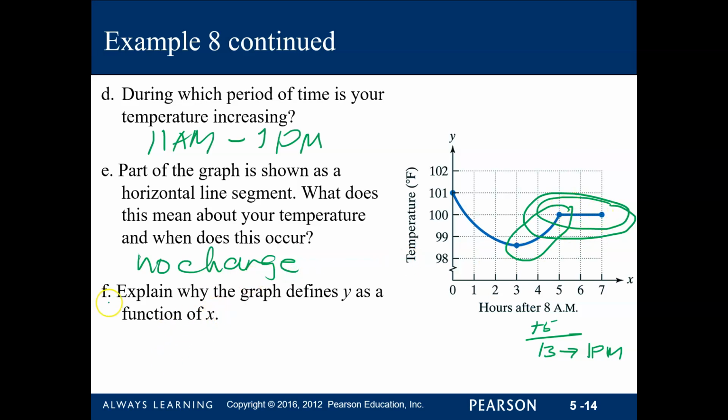And then explain why this graph is a function of x. Now remember, there's only one way to check that, and that's with the vertical line test. And as we can see, anywhere we put our vertical line, it will only be intersecting 1 point on the graph.